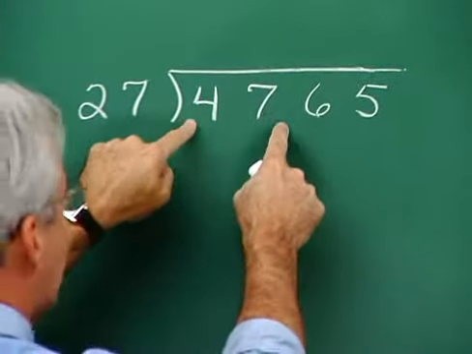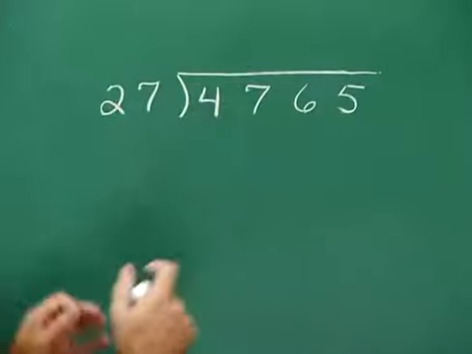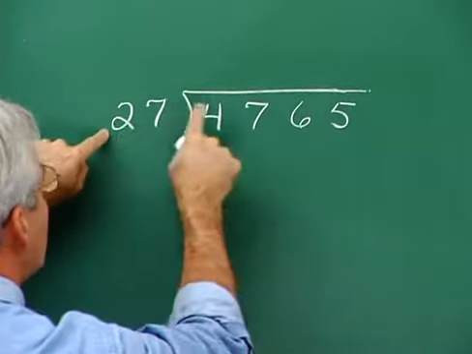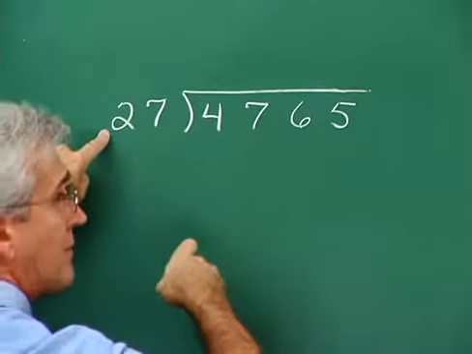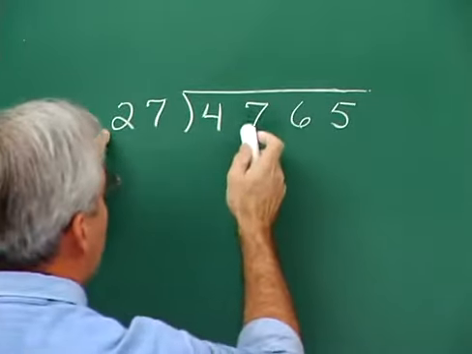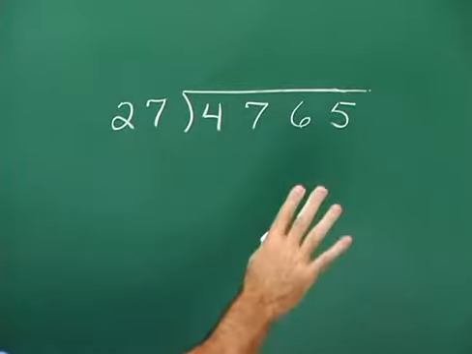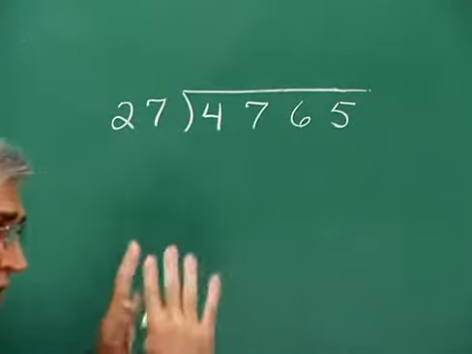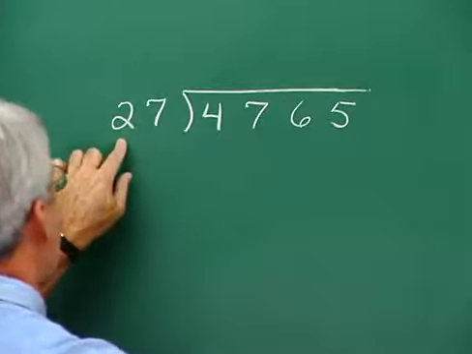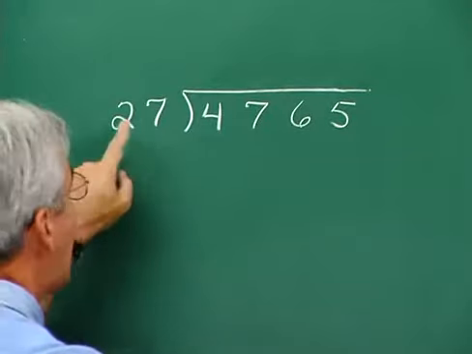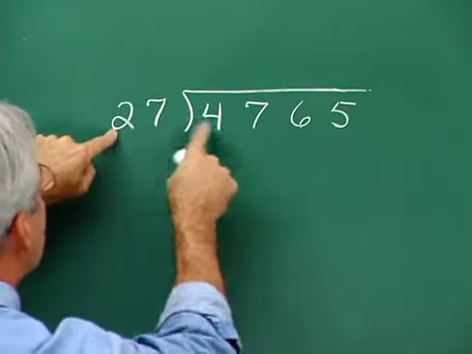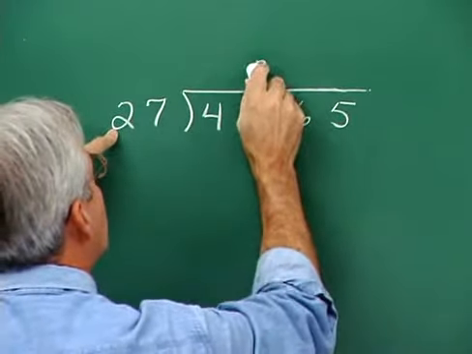27 into 47 will go some number of times, and to help us decide how many times, we might think of 2 into 4 goes 2 times, and we might try 2 on our first pass. The other way to do it would be to say, well, 27 is rather near 30. So to the nearest 10, this number is 30, and we might use the 3 in 30 as the test digit. Let's see which one works out fairly well. We said 2 into 4 goes 2, so let's try 2 here.